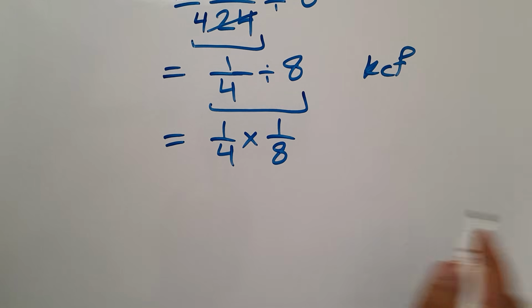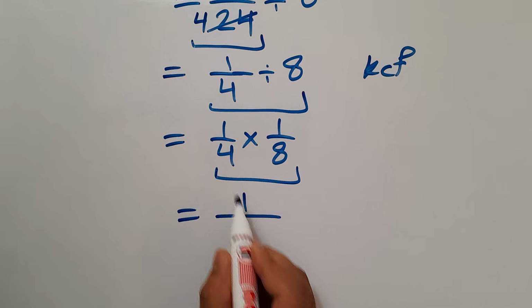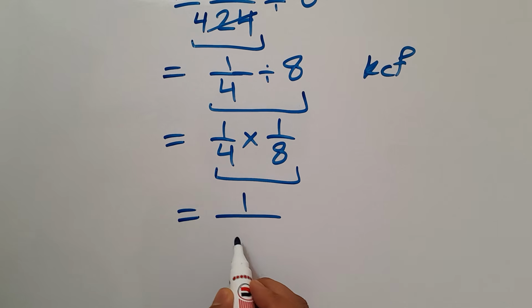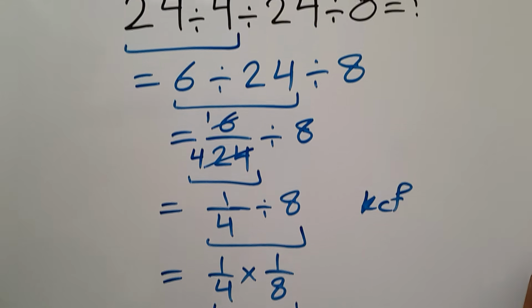And this is equal to 1 over 4 times 8, which equals 32. So our final answer to this problem is just 1 over 32.